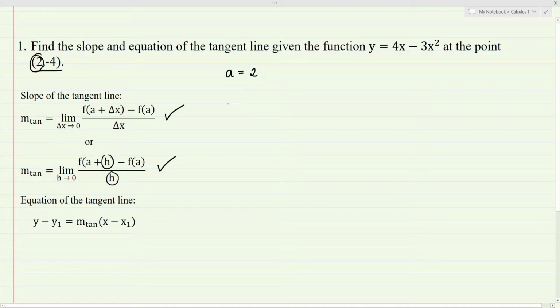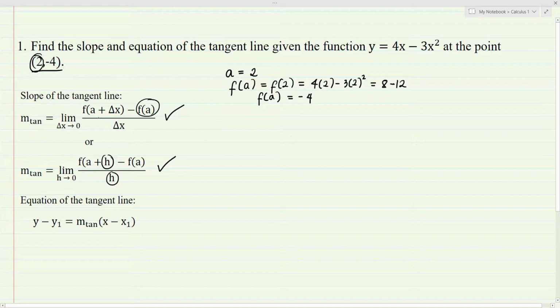The next step here is to solve for f of a. So f of a will just be equal to f of 2. And to get the f of 2, just replace all variable x with 2. I will have here 4 times 2 minus 3 times 2 squared. This would be equal to 8 minus 3 times 4, that would be 12. Therefore, f of a is equal to negative 4.